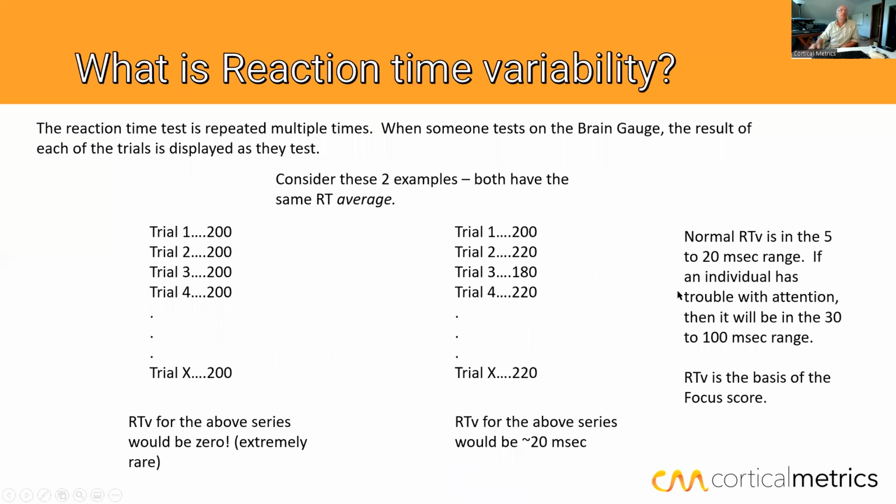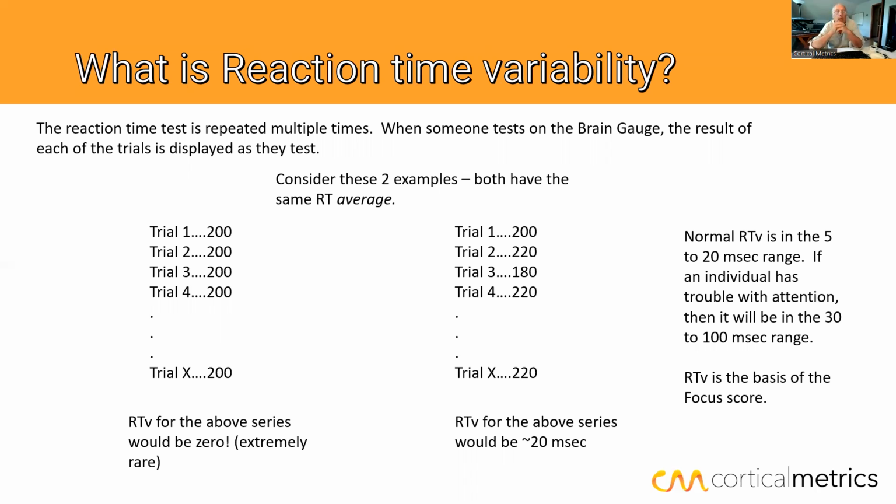So now we're going to talk about reaction time variability. What is reaction time variability? When you take a reaction time test, you take it multiple times, and on the brain gauge, each time you take the test, it tells you what your score is. So you react, and it might be 200 milliseconds. If it's 200 every single time, then your reaction time variability is low, because it didn't vary. I've seen a reaction time variability of 0 one time. That's really, really rare, so don't feel bad if you don't get a reaction time variability of 0. Nobody does.